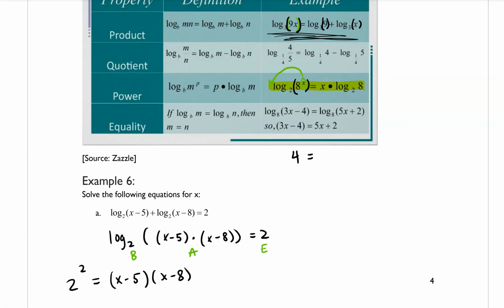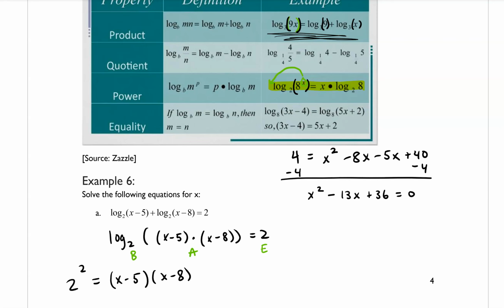So we'll get 4 equals x squared minus 8x minus 5x plus 40. Okay, so from here, I'm going to subtract 4 on both sides. And if I do that, we end up getting x squared, and I'm going to combine those 2 x terms to get minus 13x plus 36 is equal to 0. Now, that is actually factorable. So if I make my x and I put negative 13 here and 36 here, I want to find 2 numbers that add to negative 13 and multiply to 36.